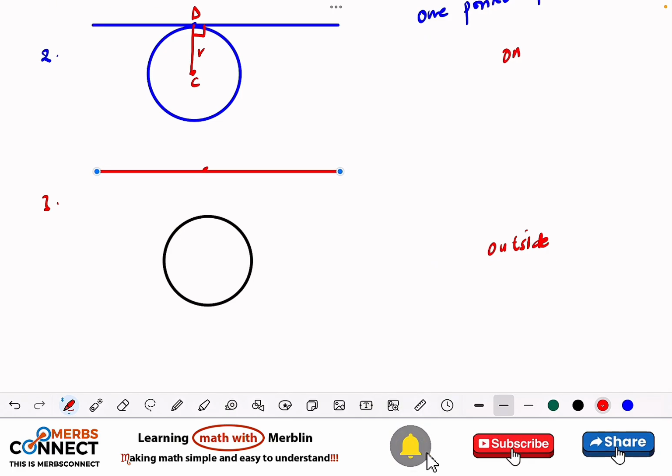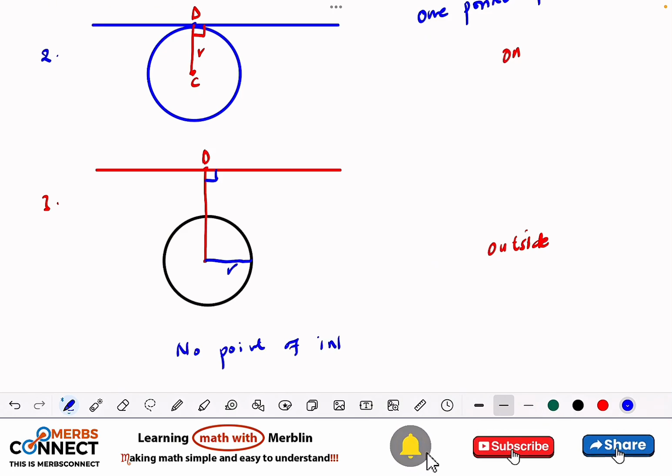Let me assume that this is my center here. So I'm going to have a line from that point to this point. So this point here, which is D, is greater than the radius, because the distance from this is greater than the radius. So basically we are talking about outside, and this one too is forming 90 degrees, and I can also use the idea of perpendicular to do that. So this one, no point of intersection. We are learning a lot here.